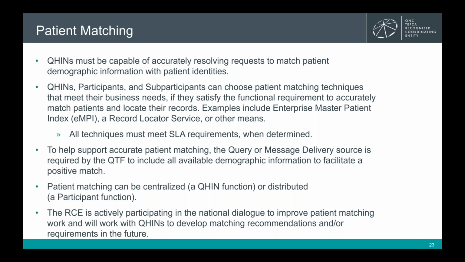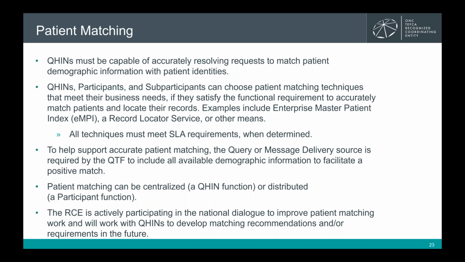So QHINs are required to be able to resolve requests using the demographic information that comes in. How that actually happens will likely vary by QHIN. QHINs, participants, sub-participants may have, in the second bullet examples here, an enterprise master patient index, an EMPI at the QHIN level. So a QHIN certainly could receive ADTs, for example, from its participants and build out a master patient index of all of the patients represented by any of its participants. And the QHIN manages the initial step of patient discovery to determine whether any of its participants knows the patient. That could be done using a record locator service or other means, including federating queries.